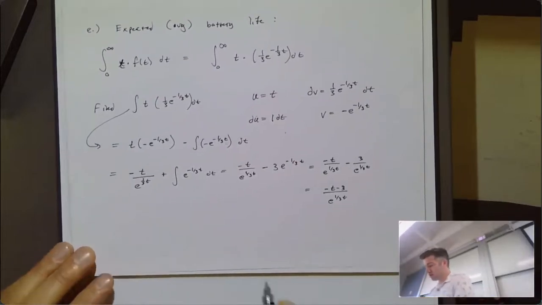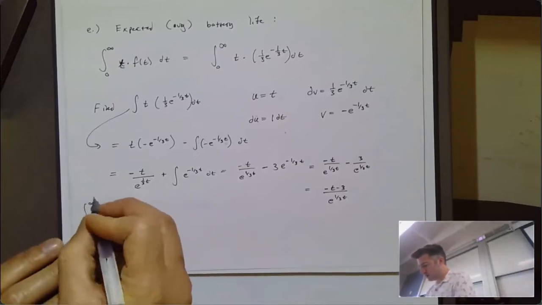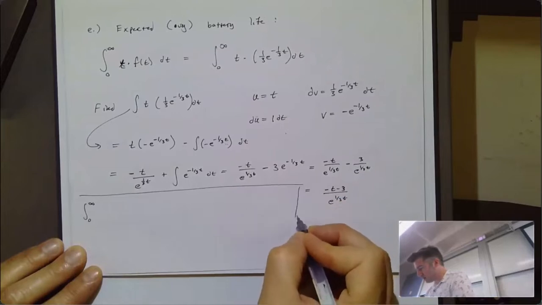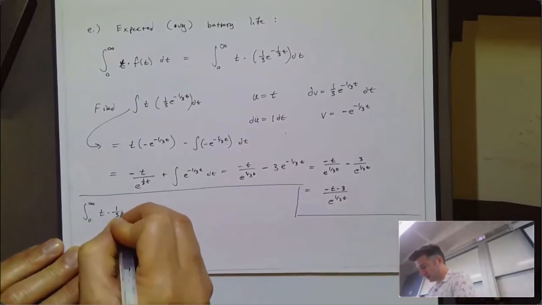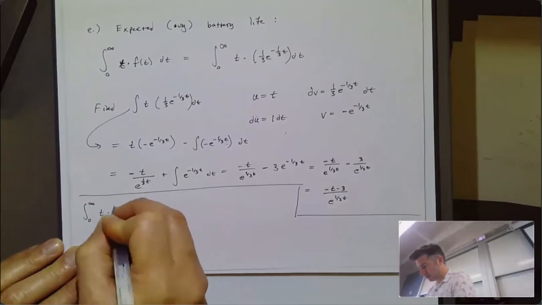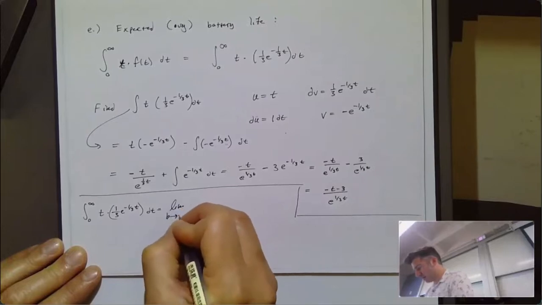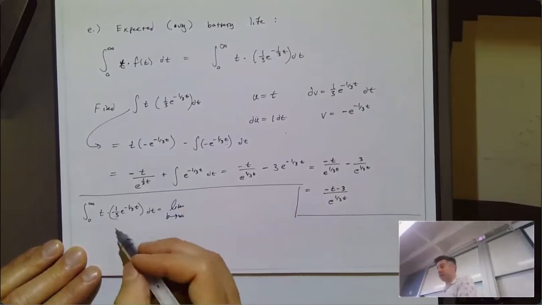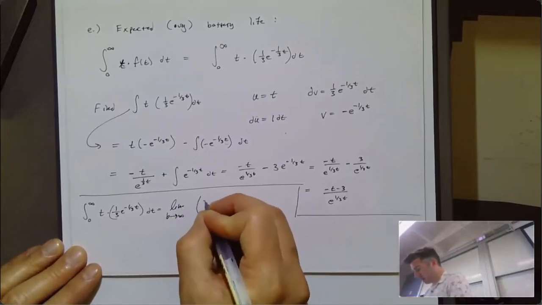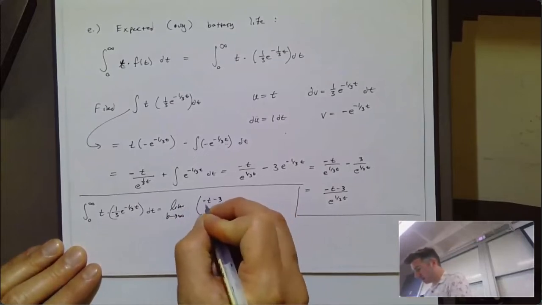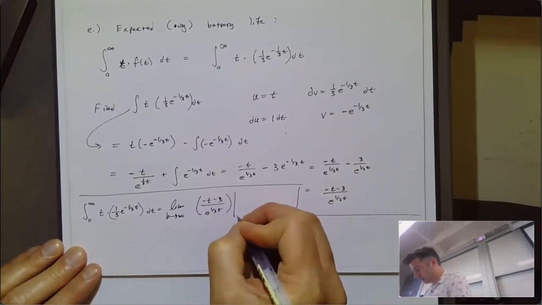So now let's find the integral. So the integral from 0 to infinity of t times 1/3 e to the negative 1/3 t is going to equal the limit as b goes to infinity of, we already know what the integral of this is. It's that right there. So it's the limit of that integral, negative t minus 3 over e to the 1/3 t, evaluated from 0 to b.